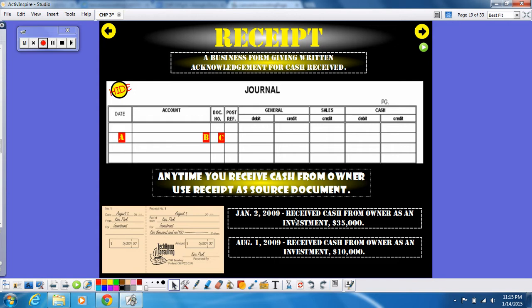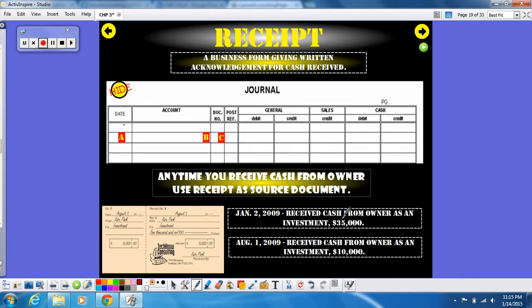Okay, so let's look at the first one here. Okay, received cash from owner as an investment, $35,000 on January 2nd, 2009. Okay, so obviously your date goes here. You're going to put your date here. That's the easy one. Okay, and you have to figure out where everything goes. So we've actually done this one, I believe, in class as an example. But if not, we're going to do it now.